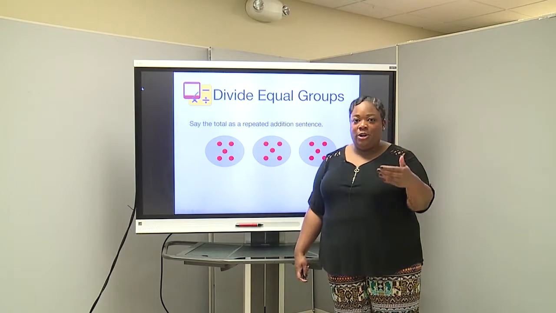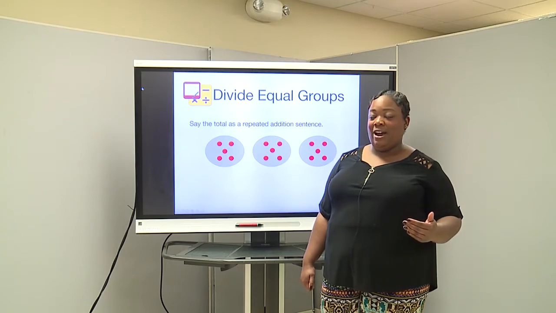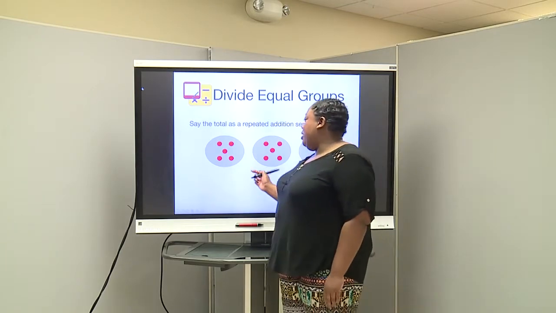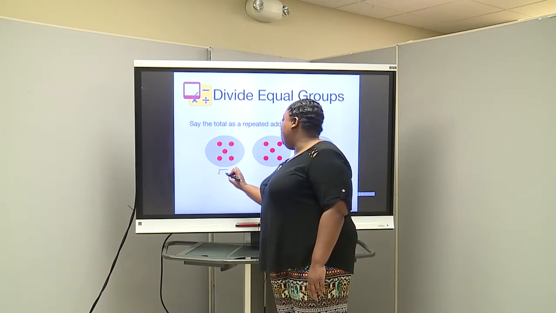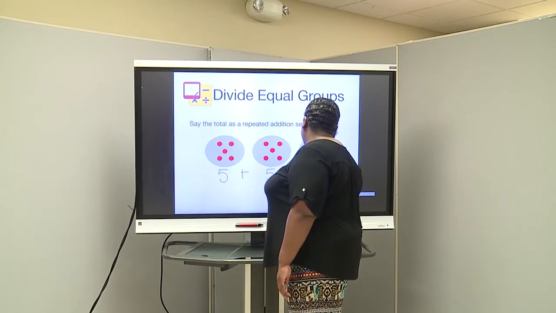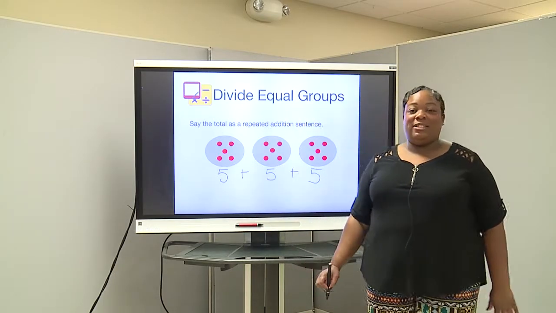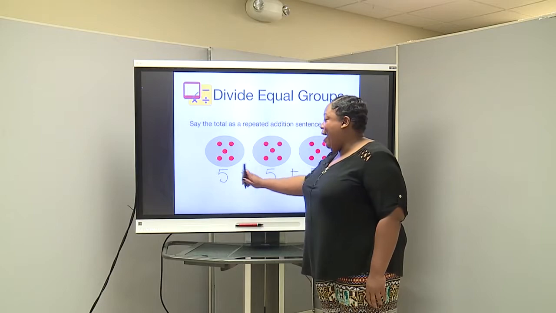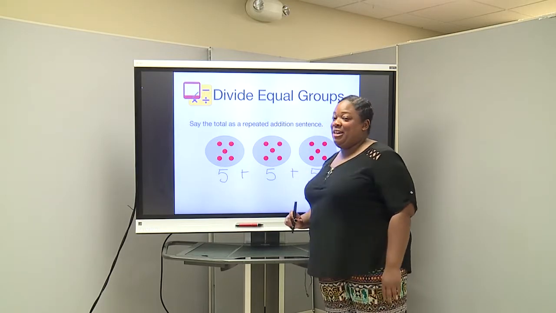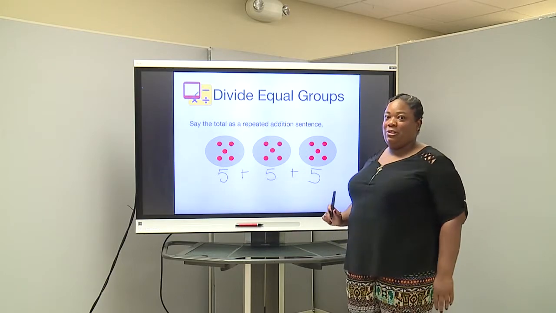And remember, when we're doing a repeated addition sentence, we want to use the size of the group to make the addition sentence, all right? So let's start here. We have 5 plus 5 plus 5. And this is the easy one because we can count by fives. Let's do that. 5, 10, 15. So we know that 5 plus 5 plus 5 equals 15, all right?